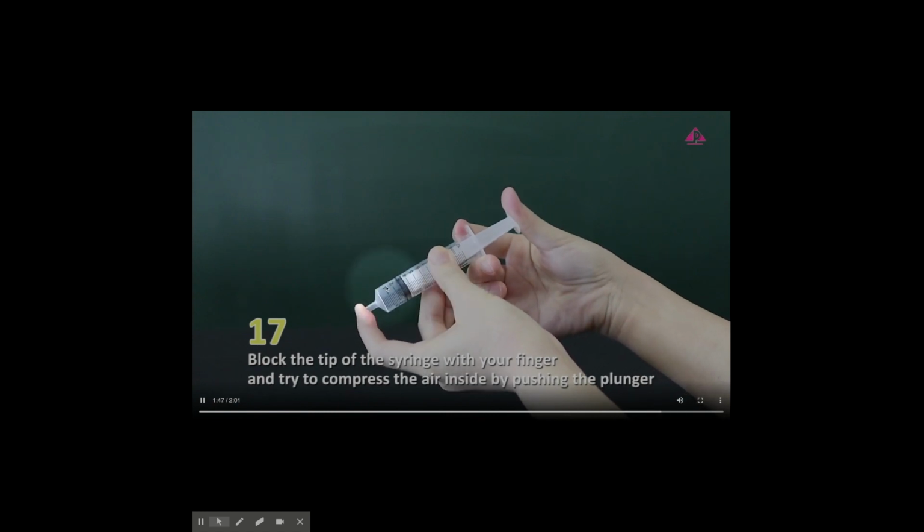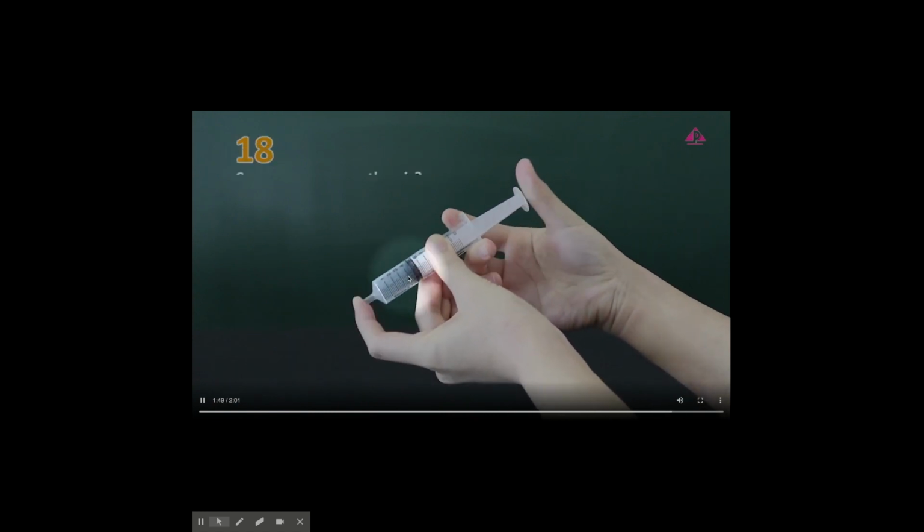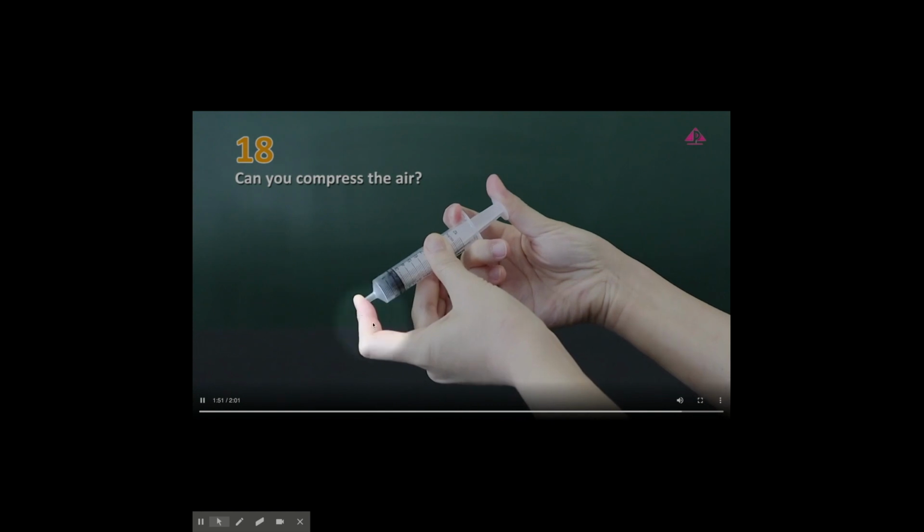By pushing the plunger, can you compress the air? The shape can change.